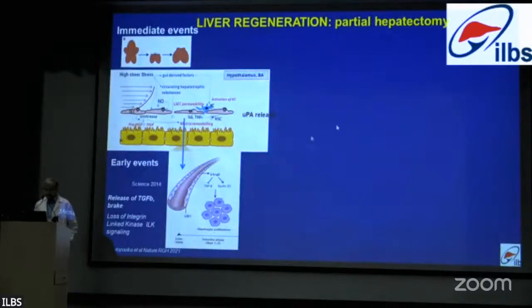Let's go further. So this Science paper beautifully showed that the release first is of TGF beta, and the break of TGF beta is broken down, means now the cells can proliferate. So loss of integrin, ILK signaling, and the release of angiopoietin 2 from LSEC. So TGF beta is now inhibited, and there is substantial space available for hepatocytes to grow.